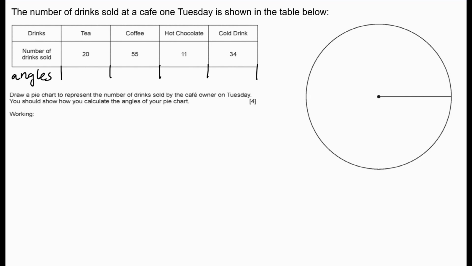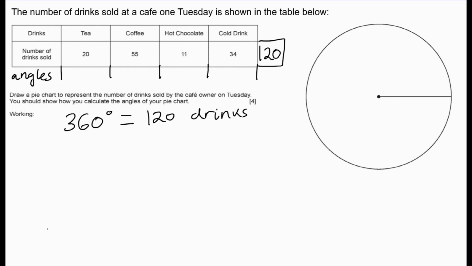So to work out what angle I'm going to need for tea, coffee, hot chocolate and cold drink, I'm firstly going to add up to see how many drinks were sold. So we have 20 plus 55 plus 11 plus 34, which is 120. So in total, 120 drinks were sold. Now I want to work out how many degrees each drink is worth in terms of the pie chart. So I'm going to say that 360 degrees, which is the number of degrees in one full circle, one full turn, is worth 120 drinks.